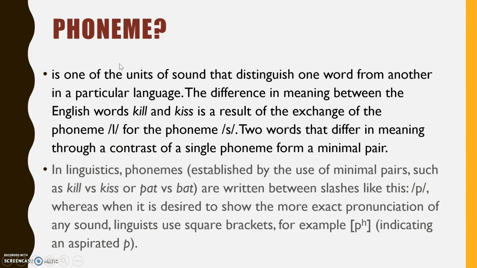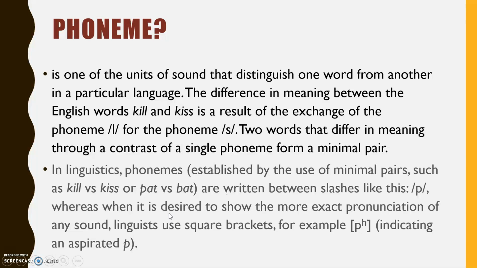Phoneme. What is a phoneme? A phoneme is one of the units of sound that distinguish one word from another in a particular language. The difference in meaning between the English words kill and kiss is a result of the exchange of the phoneme /l/ for the phoneme /s/. Two words that differ in meaning through a contrast of a single phoneme form a minimal pair. In linguistics, phonemes are established by the use of minimal pairs, such as kill versus kiss or pet versus bet, and are written between slashes like this.